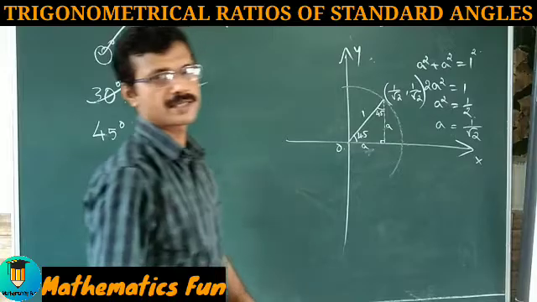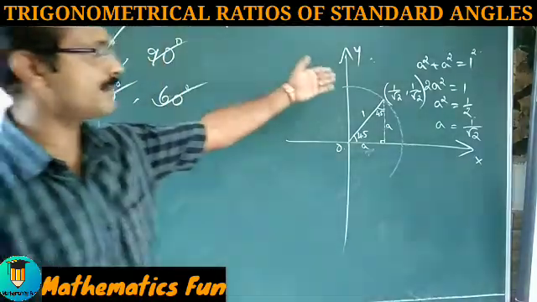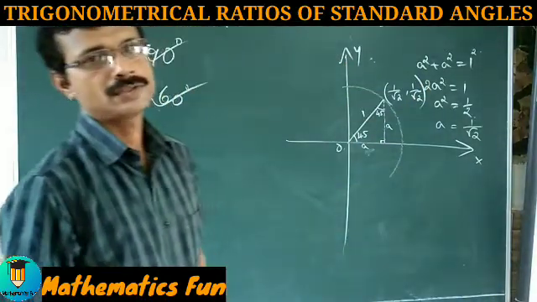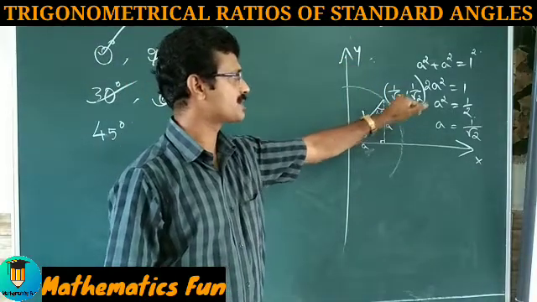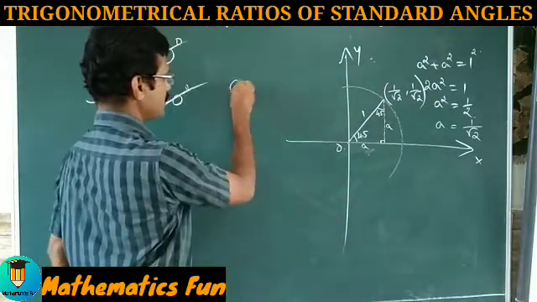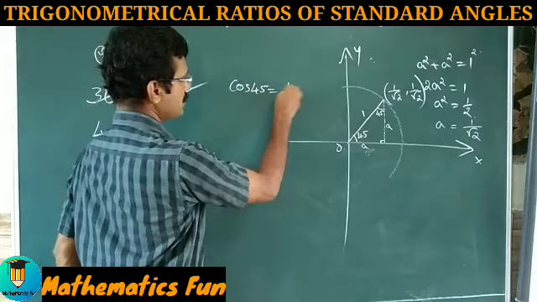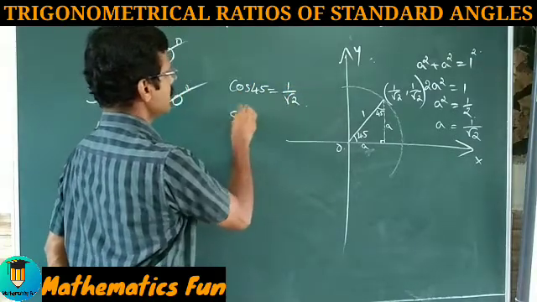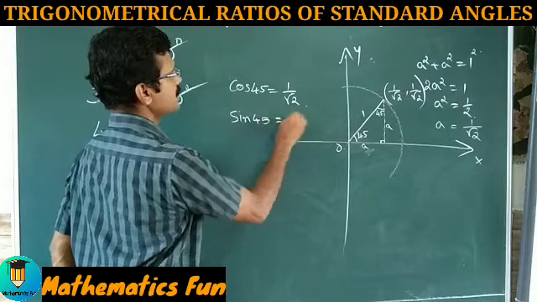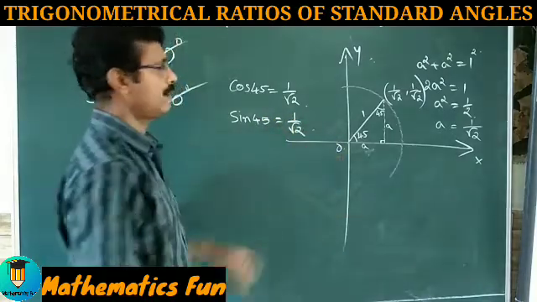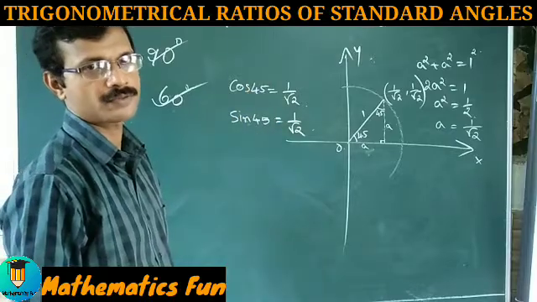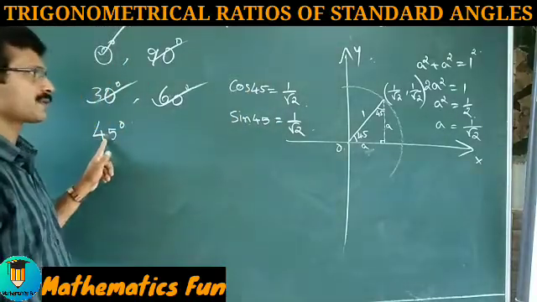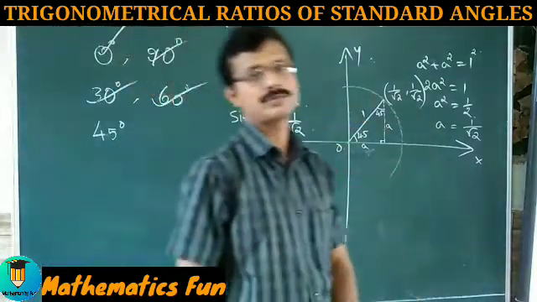So I got the coordinates. Again, the 45 degrees coordinate is 1 by root 2, 1 by root 2. And we know cos stands for x coordinate, so cos 45 is 1 by root 2. Sine 45 is the y coordinate, that is 1 by root 2. Now tan will be sine by cos, so it is 1, and all the other things are reciprocals.